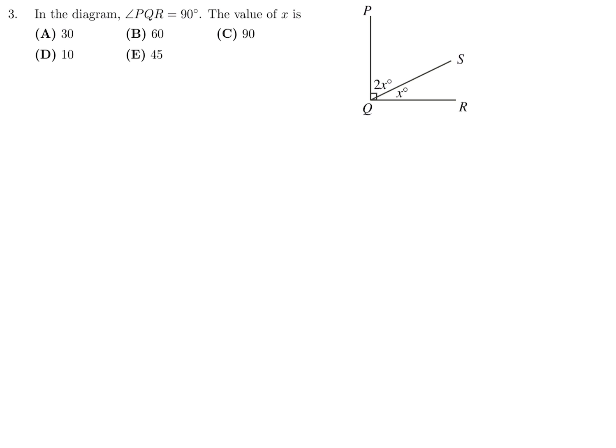In the diagram, angle PQR is 90 degrees. The value of x is. So from there to there is 90 degrees. Now they have labeled that as 2x and x. So 2x plus x is equal to 90 degrees. So that means 3x is equal to 90, and therefore x is equal to 30 degrees. So number 3, the answer is A.